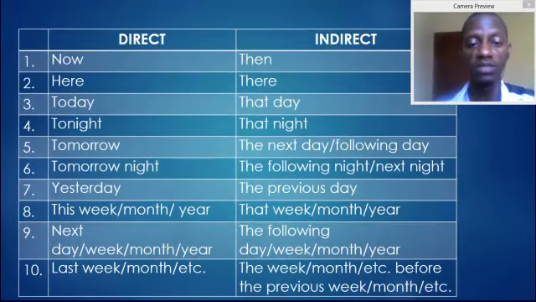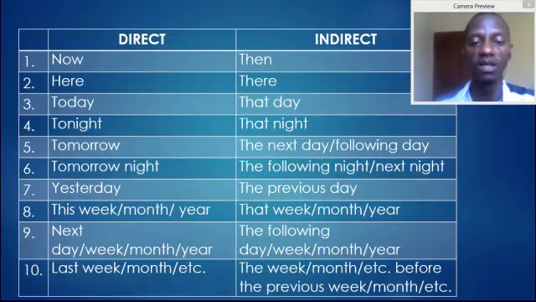When you are changing from direct to indirect speech, now becomes then, here becomes there, today becomes that day, tonight becomes that night, tomorrow becomes the next day or the following day, tomorrow night becomes the following night or next night, yesterday becomes the previous day, this week or month or year becomes that week or month or year, next day or week or month or year becomes the following day, week, month or year, and lastly, last week or last month becomes the week or month before, the previous week or month.